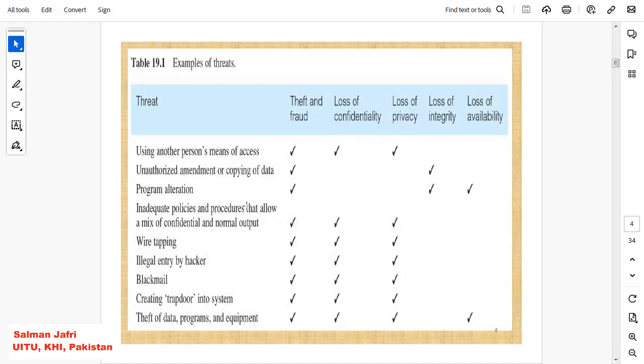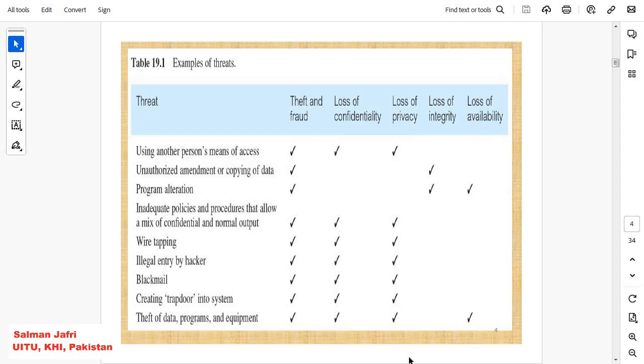So these are some examples of threats. Using another person's means of access. This is a threat for theft and fraud. It is also a loss of confidentiality, because you might have stolen passwords. It would also involve loss of privacy and so on. Then similarly, theft of data, programs and equipment comes under the category of theft and fraud. Loss of confidentiality, yes. Loss of privacy, yes. Loss of availability, yes.